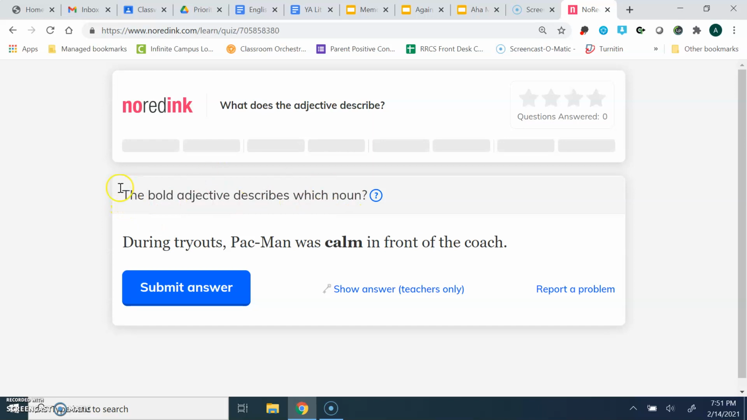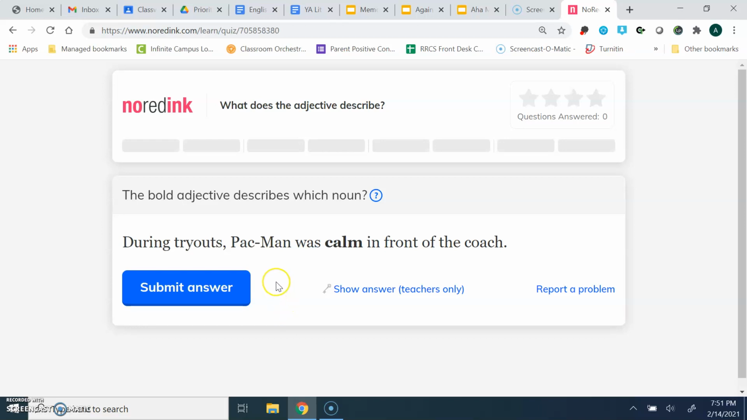It gives you a little bit of directions or a question or some guidance here. The bold adjective describes which noun. So here the bold adjective is calm, right? Which noun is calm describing? Who or what is calm? During tryouts, Pac-Man was calm in front of the coach. Who or what was calm?